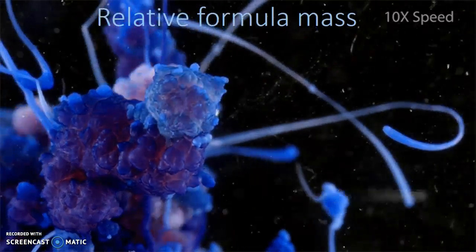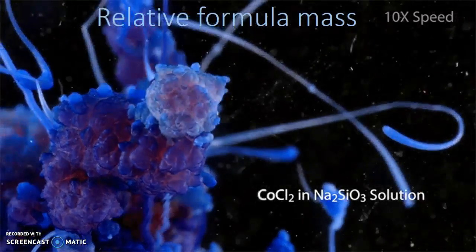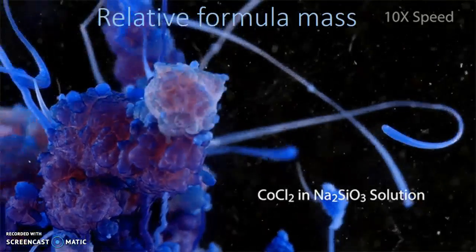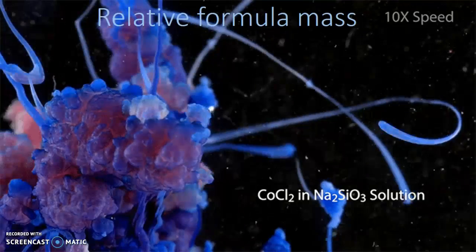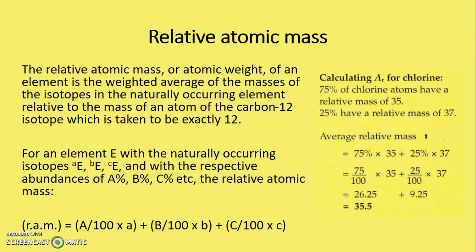Okay, today we're going to talk about relative formula mass and relative atomic mass. So we're starting to look at the mathematics of chemistry, so that's really exciting. The relative atomic mass, we're going to start with that. That's the atomic weight, the averaged weight of all the isotopes of a particular element.